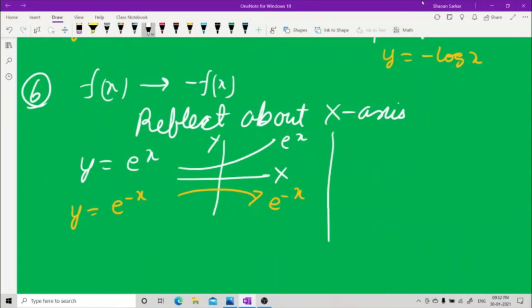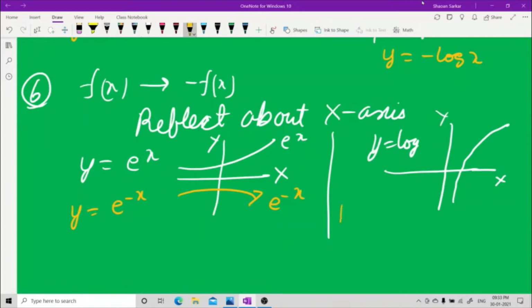Similarly, if I have another example, y equal to log x, this is your x-axis and this is your y-axis. So your log x goes like this. Now y equal to minus log x would be like this. This line will be reflected here. It will come here. Now this was your log x, something like this. So minus log x would go somewhat like this. This is minus log x, and this is your plus log x. Now let us see.